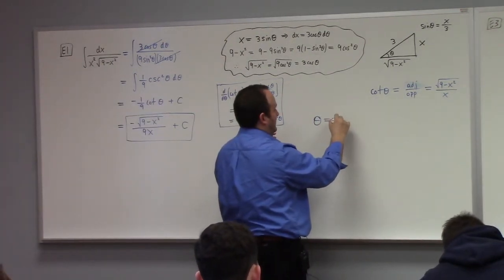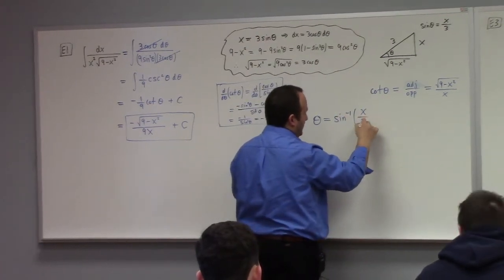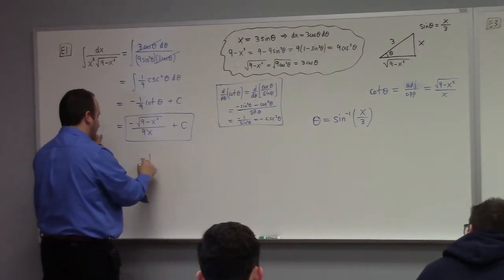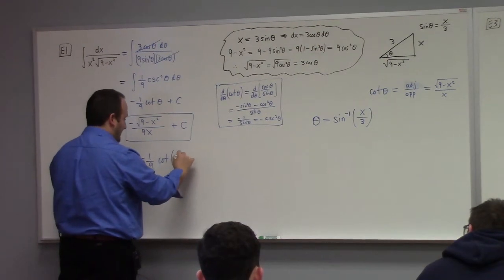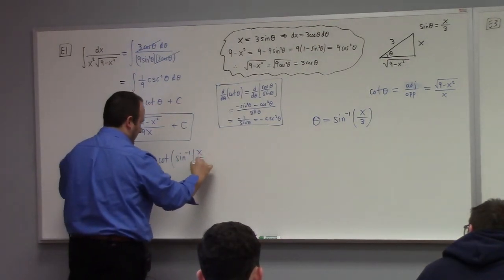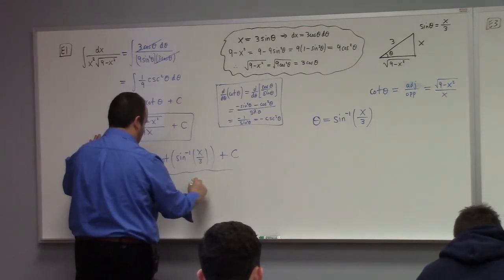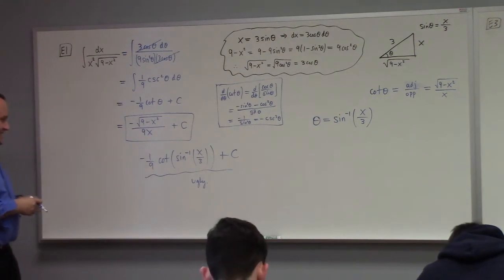Theta is what? So, yeah, you guys are telling me inverse sine of x over 3? Right. So a much uglier form of the answer would be minus 1/9 cotangent of inverse sine of x over 3. Right? Ugly. Hideous. Don't look at it.